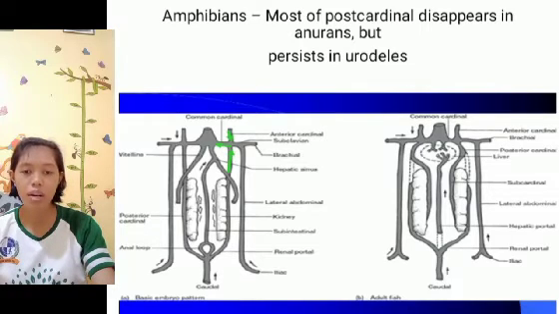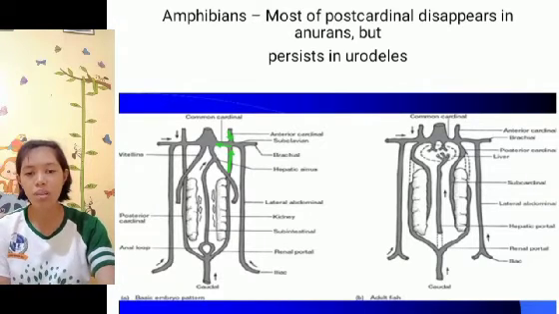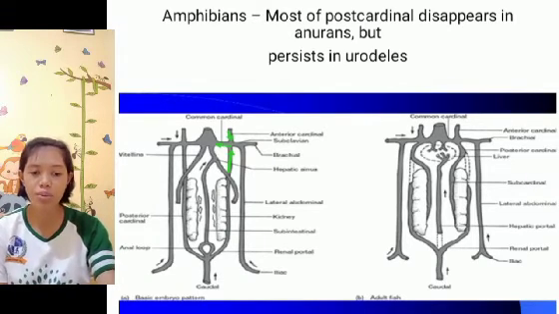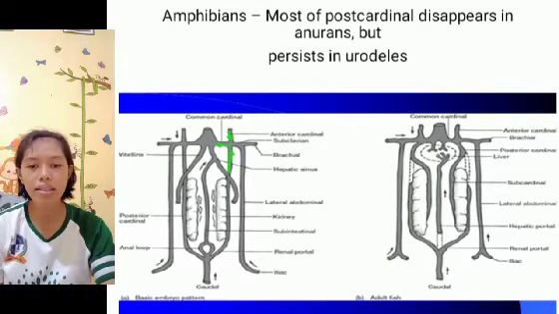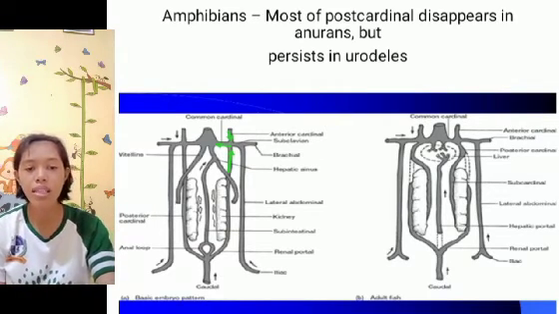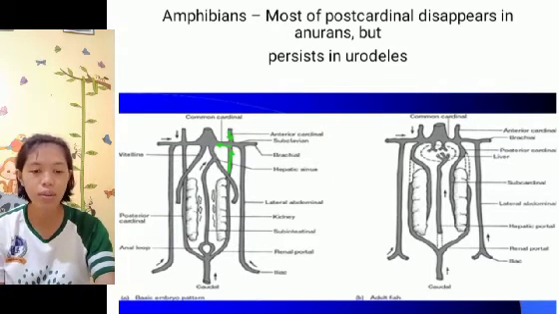This is called our sinus venosus, where it gets the blood from the head and then the tail. That is the deoxygenated blood. It goes back to the heart carrying oxygenated blood because of the capillary bed in which gas exchange occurs. Now in amphibians, most of the postcardinals disappear in anurans but persist in urodeles. As we can see, this one here is the postcardinal, and in anurans it disappears.